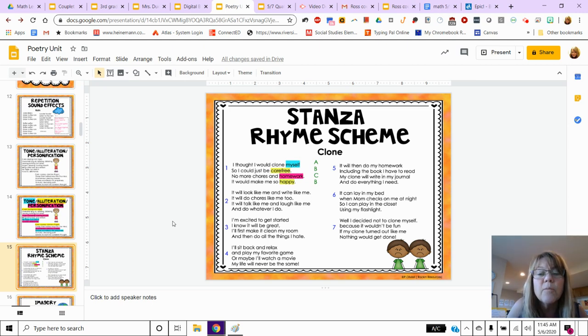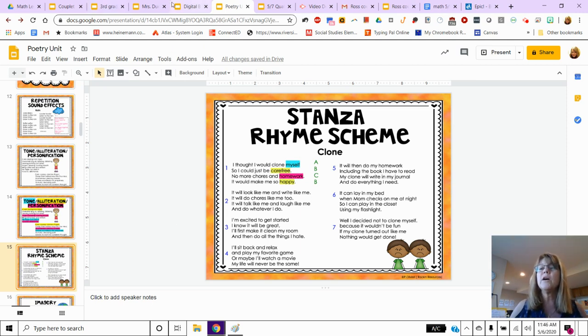So I thought I could clone myself so I could just be carefree. No more chores and homework. It would make me so happy. So carefree and happy sound the same. Not spelled the same, sound the same. So that's huge. So a stanza rhyme scheme. So then the next stanza is, it will look like me and write like me. It will do chores like me too. It will talk like me and laugh like me and do whatever I do. So now they have an ABAB scheme.